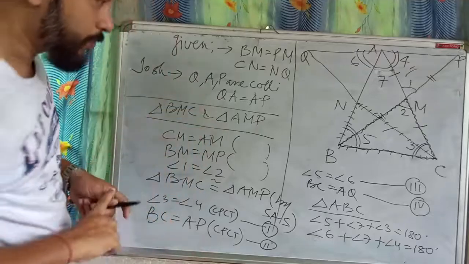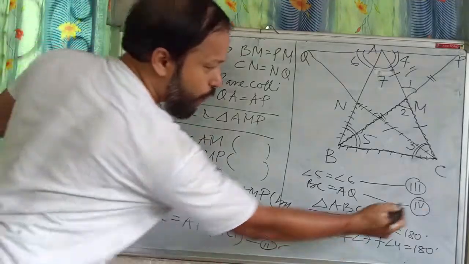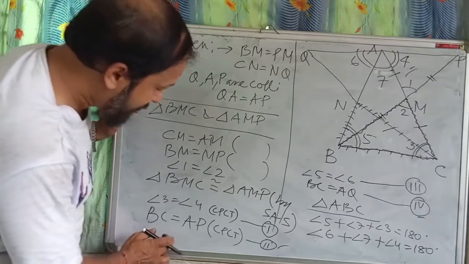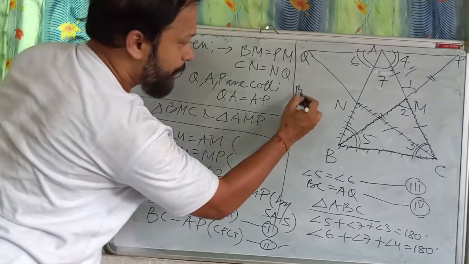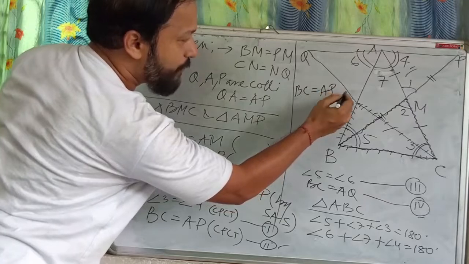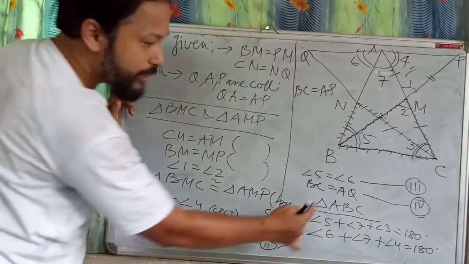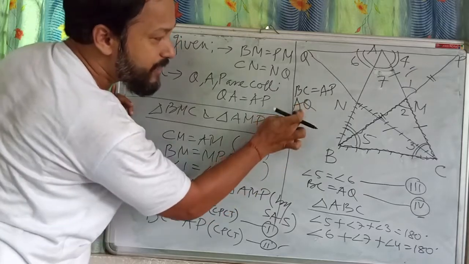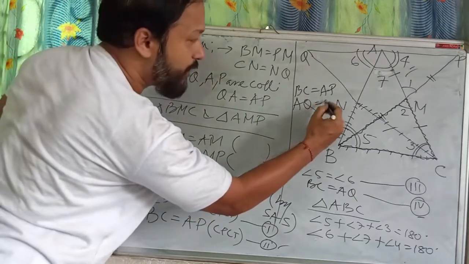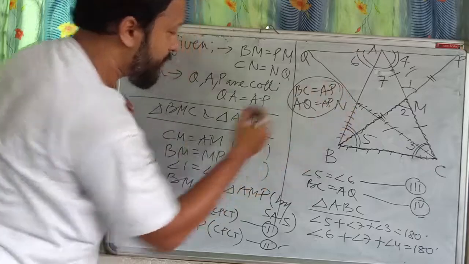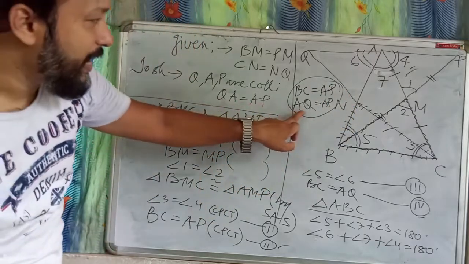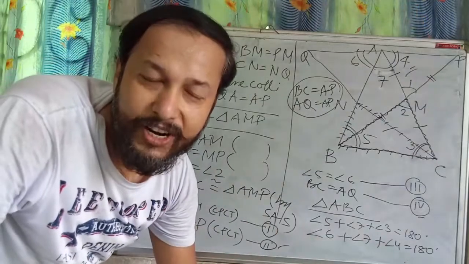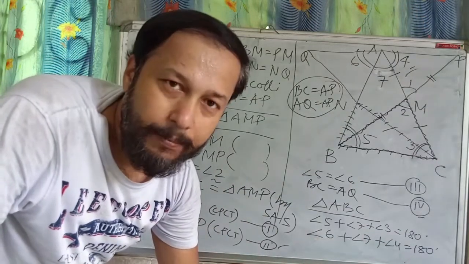Okay. Now, from 2 and 4. What is given in 2? In 2 it is given BC equal to AP. Now what is BC? BC is AQ. So instead of BC I am writing AQ. AQ equal to AP. See, it is proved. The next one is proved. We'll see another sum.